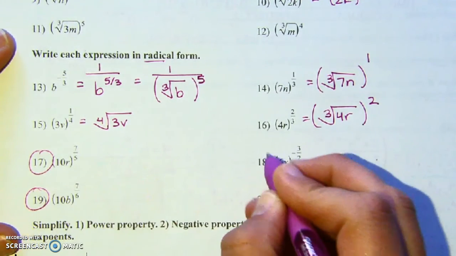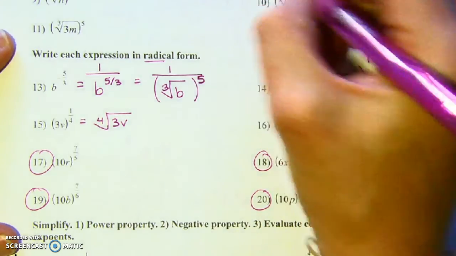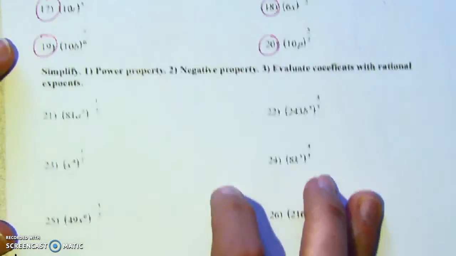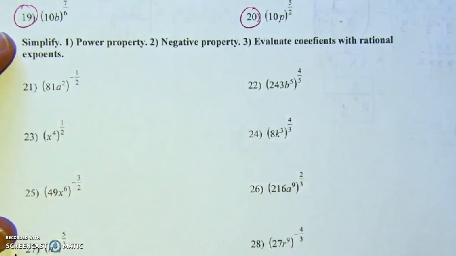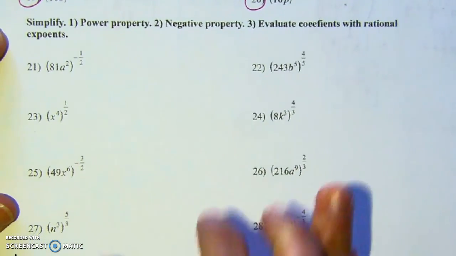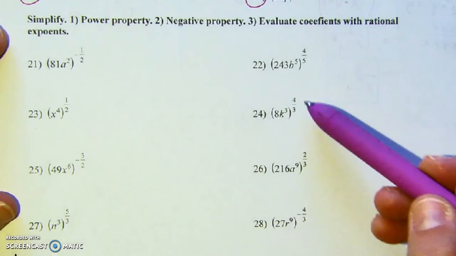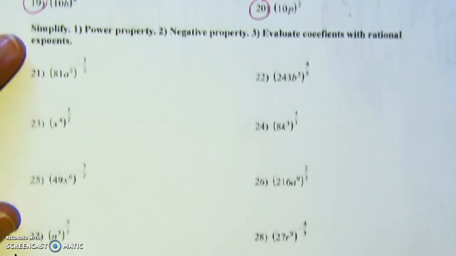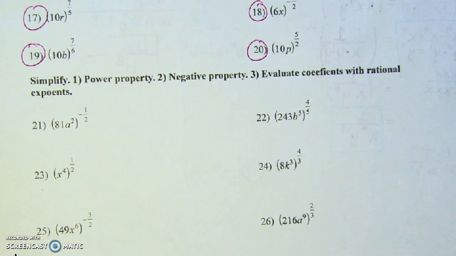So you should have 1 through 20 finished. But the bottom here, you guys, we need to go over this in class. Okay, it's really exciting though. It's fun to do these rational exponents with numbers. So thanks for watching, and good luck finishing.